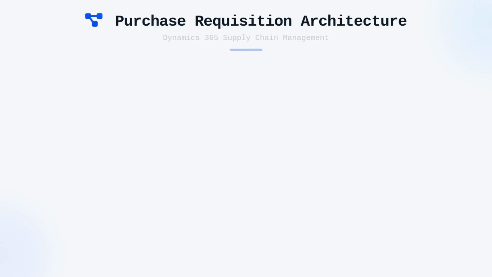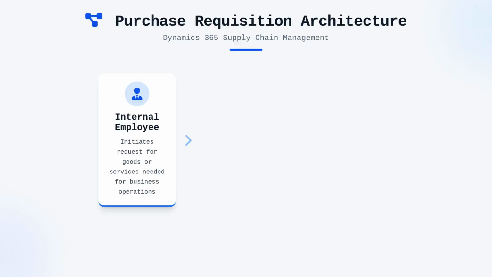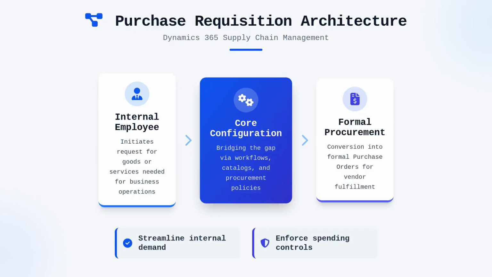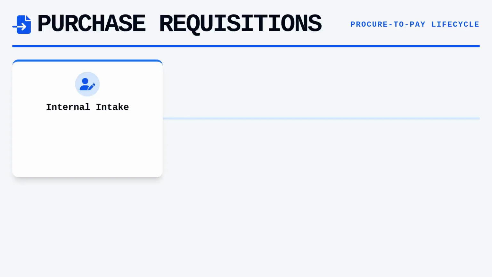Today we are diving into the architecture behind purchase requisitions in Dynamics 365. This chapter focuses on the configuration required to bridge the gap between internal employee requests and formal procurement. Purchase requisitions serve as the formal intake mechanism for the procure-to-pay lifecycle, allowing internal staff to request materials or services before any legal commitment to a supplier is made.